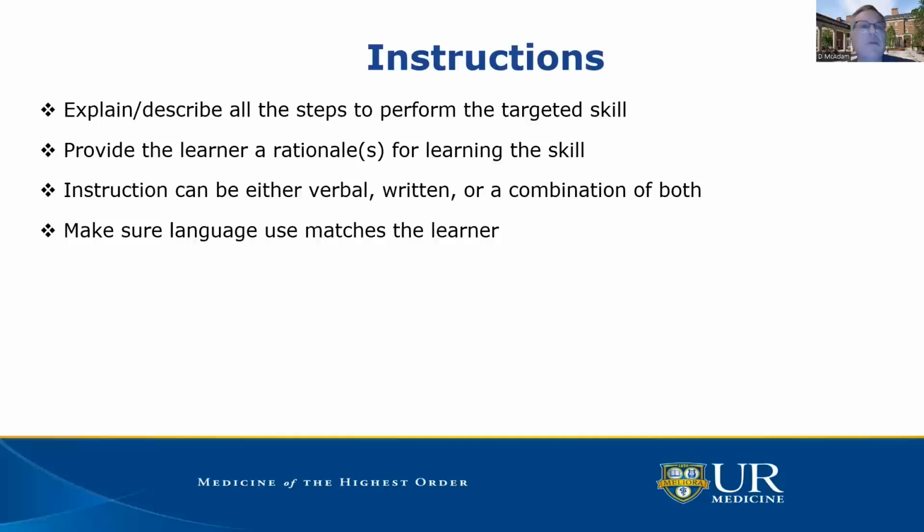A little bit more on instructions. So you should explain or describe all steps to be performed for the targeted skill. You should provide the student with a rationale or rationales for why learning the skill is important. Your instructions can either be verbally, you can also provide instructions in writing, or you can use a combination of verbal and written instruction. And you want to make sure that the words you use match the learning style and level of the student.